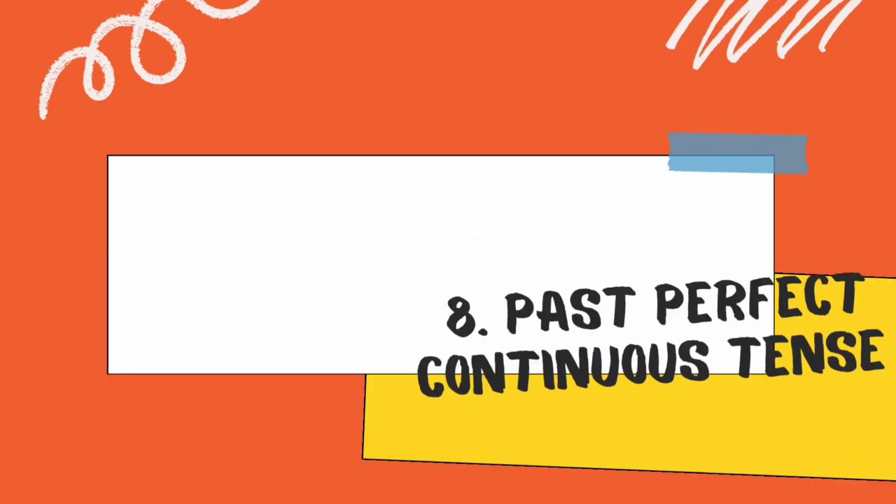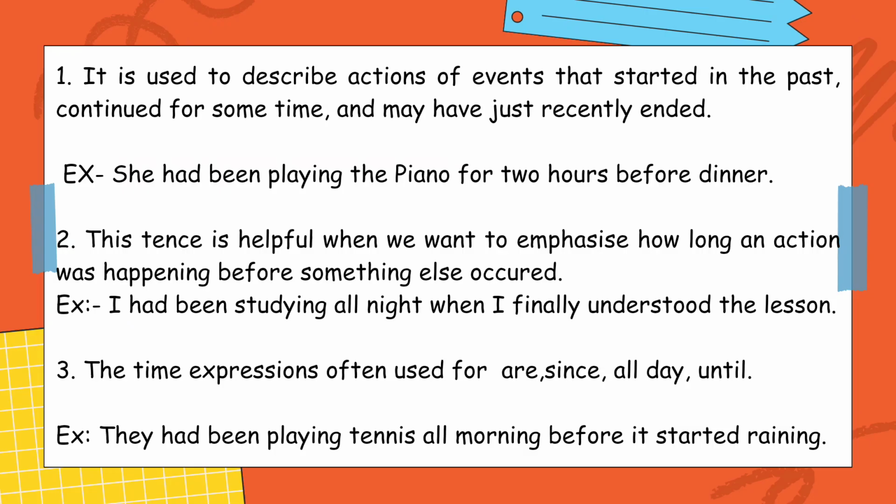Past perfect continuous tense. It is used to describe actions or events that started in the past, continued for some time, and may have just recently ended. Example, she had been playing the piano for 2 hours before dinner. This means she started playing piano before dinner and continued playing for 2 hours. This tense is helpful when we want to emphasize how long an action was happening before something else occurred.